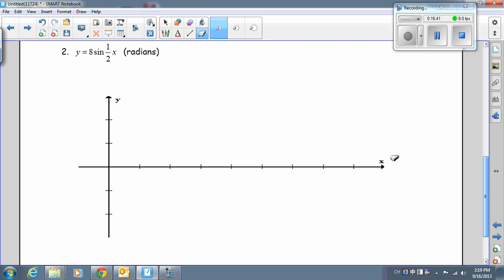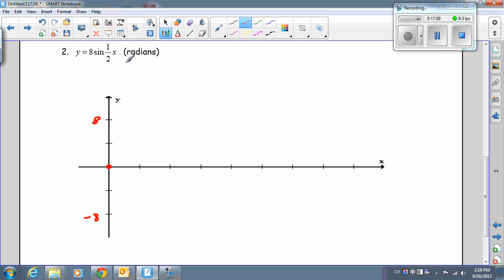For this one, it's a sine function. So where do I start? Obviously, I start at the origin. Sine functions usually start at the origin. The amplitude is 8, so I need 8 above, 8 below. So here would be, I assume, 8 and negative 8. Of course, you can put negative 4 here and 4 there. It's up to you. Now, since it's positive, it means that I'm going up after.